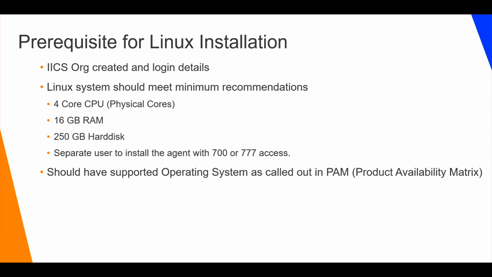For example, 4-core CPU. It has to be a physical core, not the logical ones, and 16 gigs of RAM and 250 gigs of hard disk. And it should have a separate user through which the agent has to be installed, not the root user. And the user should have either 7.0.0 or 7.7 access, so that it can read, write, execute all the files that come under the installation.